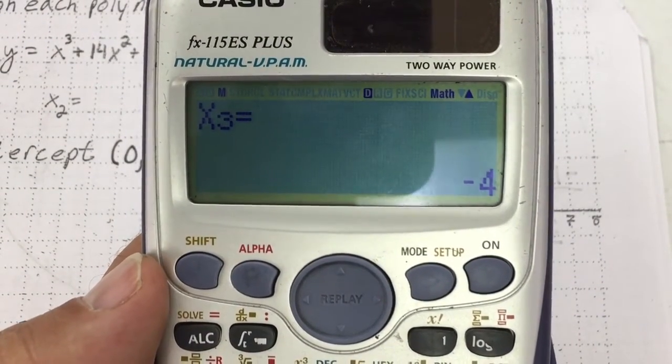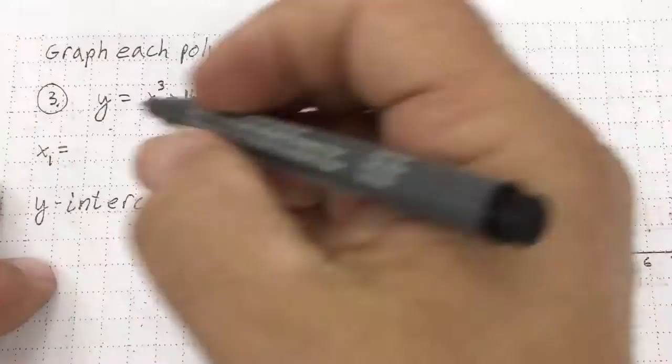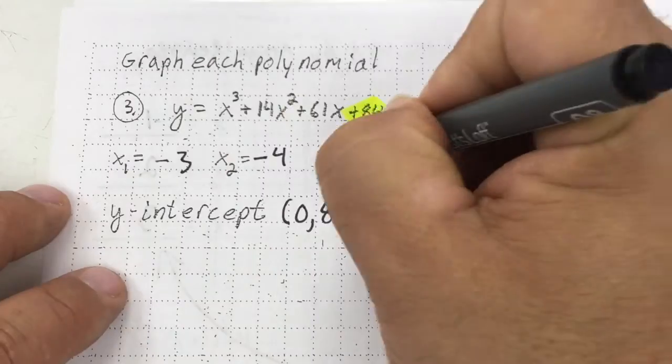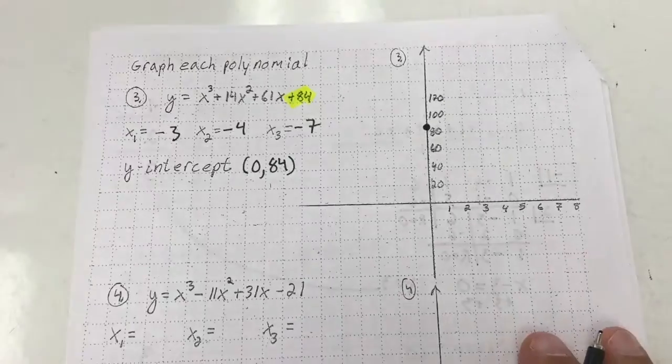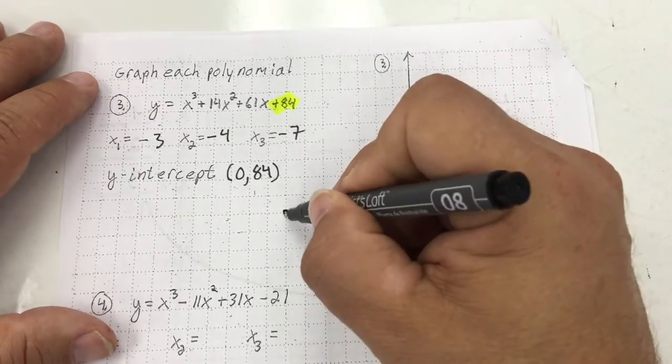So negative 3, negative 4, negative 7. I'm going to write it down in this order: negative 3, negative 4, negative 7. Now I'm going to plot them on my graph. So I go to negative 1, 2, 3, and put a dot. Negative 4, put a dot, and negative 5, 6, 7, and put a dot.